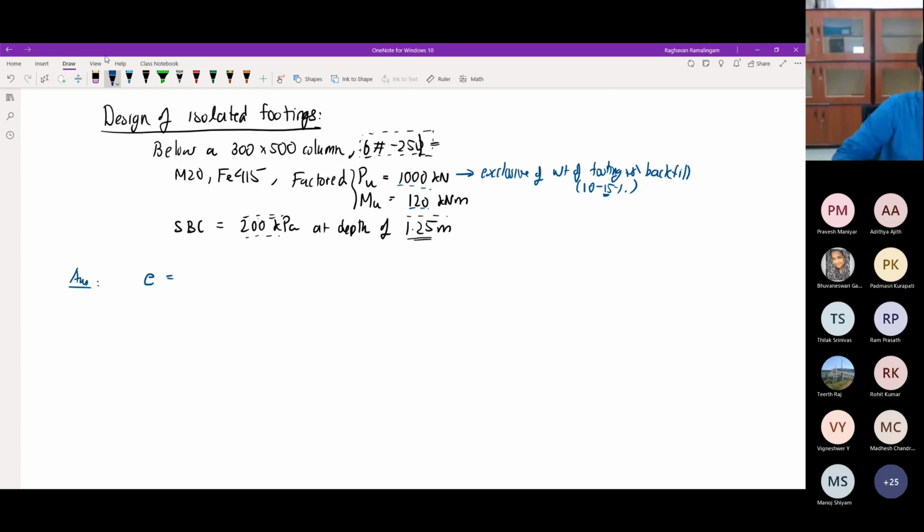So anyway, I can find out the eccentricity as moment divided by the axial load. So moment is 120. And the axial load inclusive of the weight of the footing and backfill will be 1.15 times this Pu. So 1.15 times 1000, it's kilonewtons, so into 10 power 3.